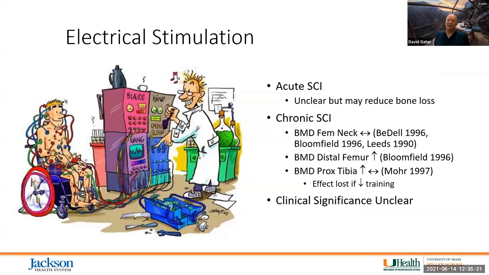Electrical stimulation, looking particularly at functional electrical stimulation like cycloergometry. In chronic individuals, Bedell, Bloomfield, and Leeds showed that they could maintain the bone mineral density at the femoral neck compared to placebo. But again, once they stopped, these folks went on and continued to lose bone, to bring the bone back to about 2/3 normal, which is at fracture threshold. Bloomfield reported increased bone mineral density at the distal femur, where the quadriceps muscles are basically exerting their influence on bone.